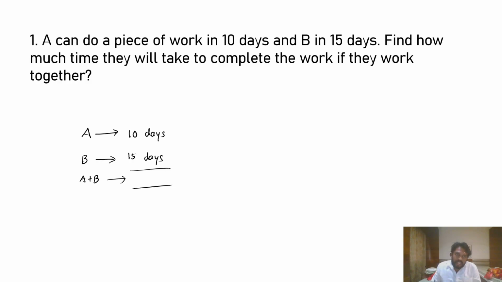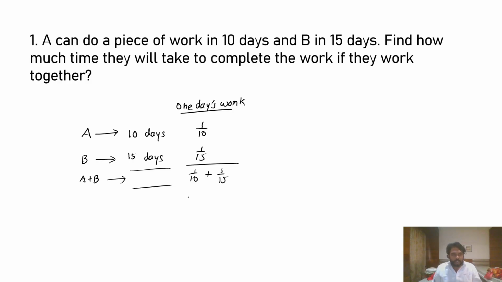Similarly, if you are able to complete a work in 10 days, what part of the work is done in 1 day? That is nothing but 1 day's work. It will be 1 out of 10, 1 by 10. Similarly, B can do it in 15 days. So in 1 day, how much part is done? 1 by 15. They both work together now. A is capable of doing 1/10 of the work in 1 day, and B is capable of doing 1/15 of the work in 1 day.